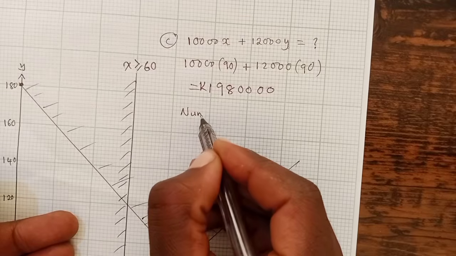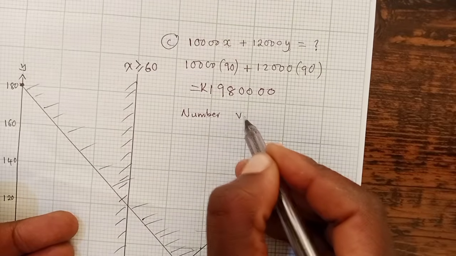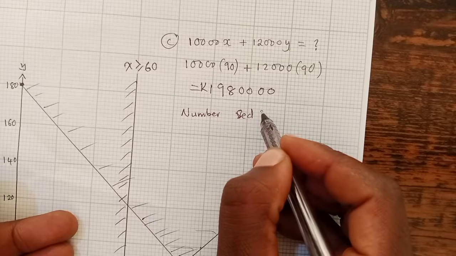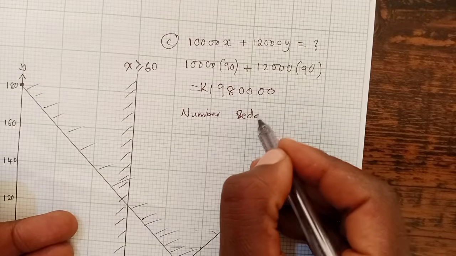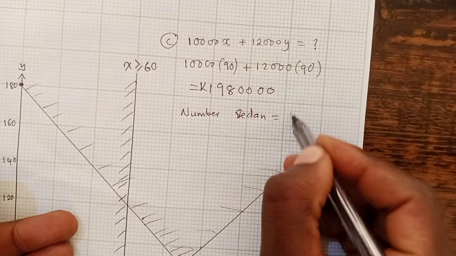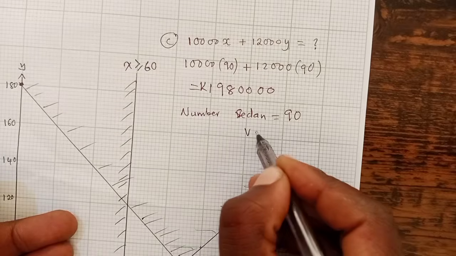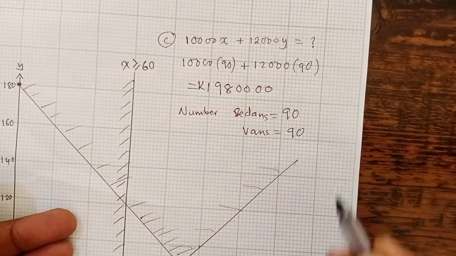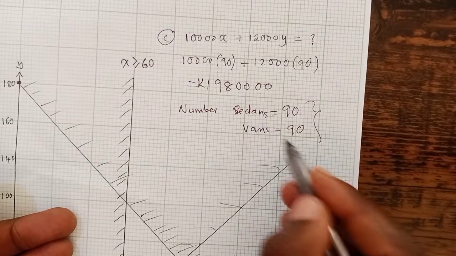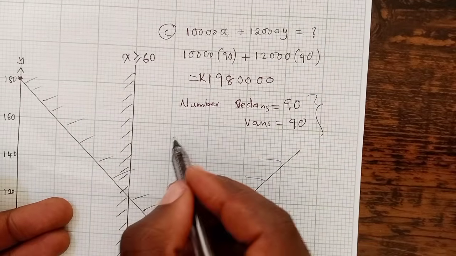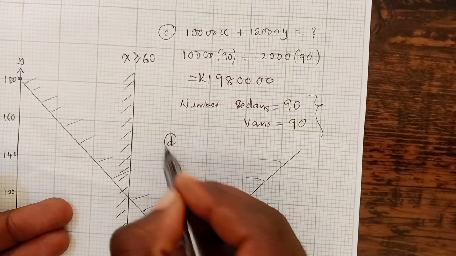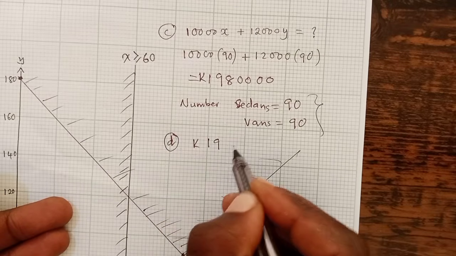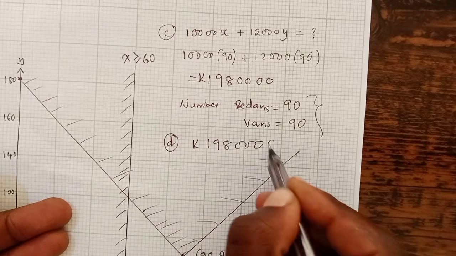the number of vans, or let me just say sedan, must be 90. Vans must also be 90. It's the one which will give you the maximum profit. Okay, and for question D, there is no need of calculating. Just go to the maximum profit that you found, which is this one.